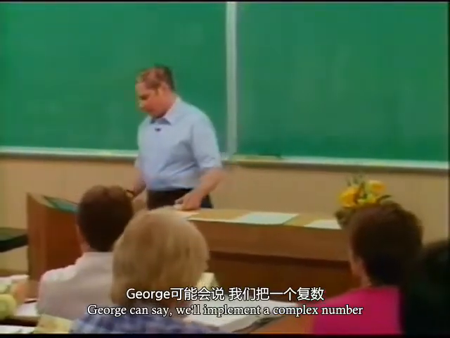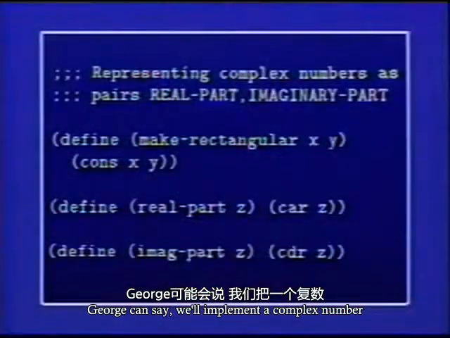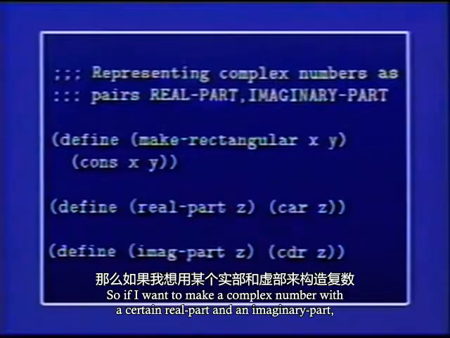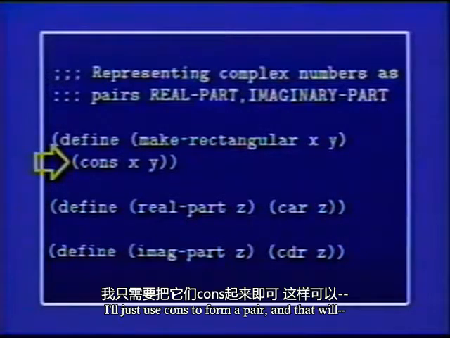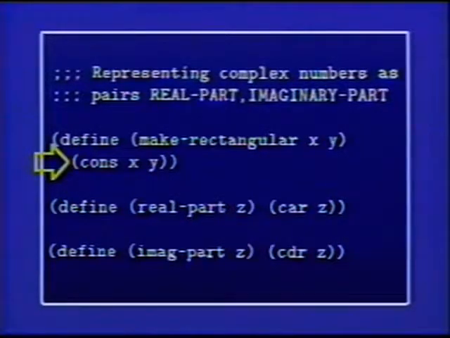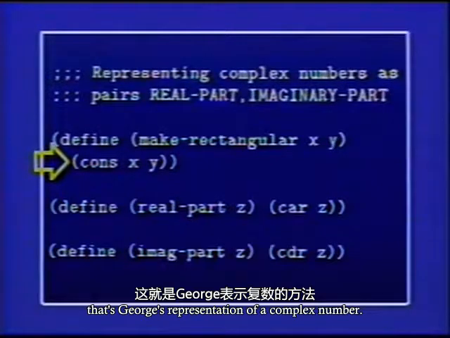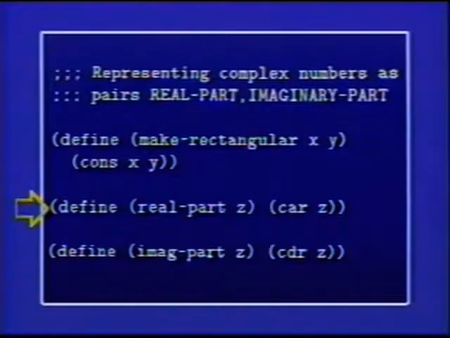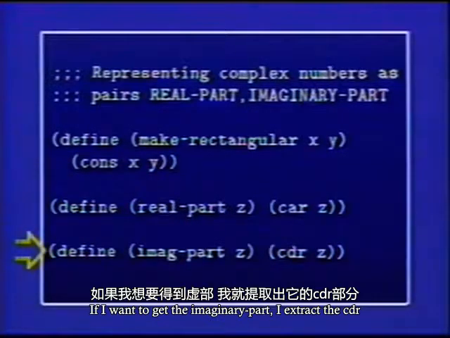George can say, we'll implement a complex number simply as a pair that has the real part and an imaginary part. So if I want to make a complex number with a certain real part and an imaginary part, I'll just use cons to form a pair, and that's George's representation of a complex number. If I want to get out the real part of something, I just extract the car, the first part. If I want to get the imaginary part, I extract the cdr.